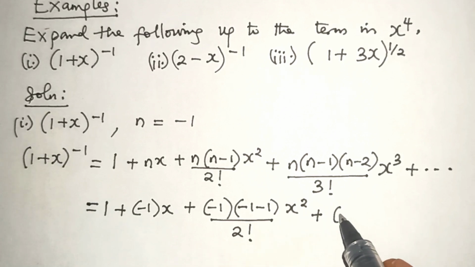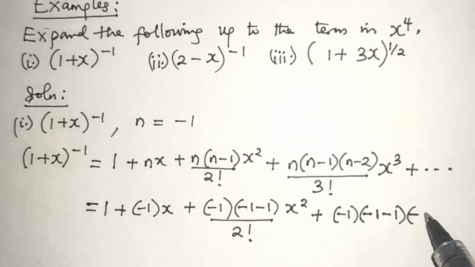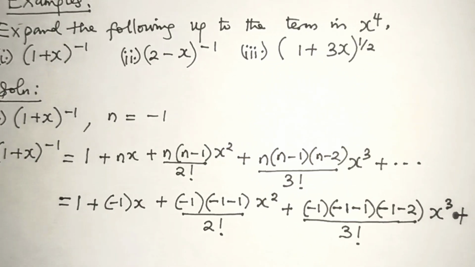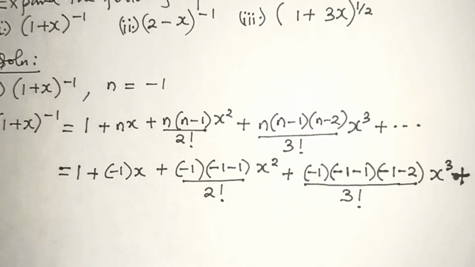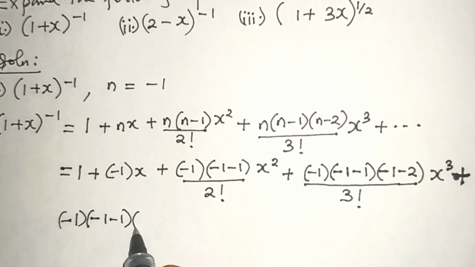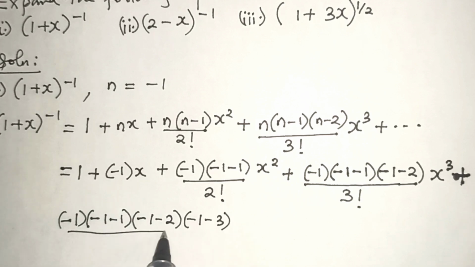plus minus 1 times (minus 1 minus 1) into (minus 1 minus 2) multiplied by x to the third power all divided by 3 factorial, plus the fourth term, minus 1 into (minus 1 minus 1) into (minus 1 minus 2)(minus 1 minus 3) all divided by 4 factorial times x to the fourth power and so on.